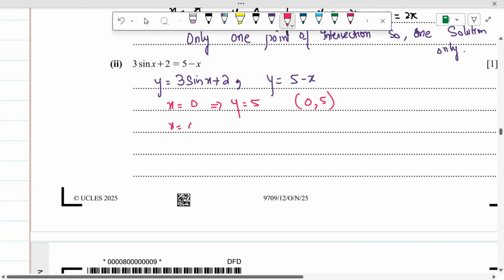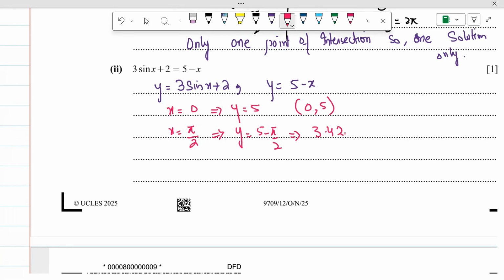When x is equal to pi by 2, we will have y equals 5 minus pi by 2, which is equal to 3.4429. When x is equal to pi, we will have y equals 5 minus pi, which is equal to 1.858. So the point in this case is pi by 2 comma 3.429, and in this case we will have pi comma 1.858.